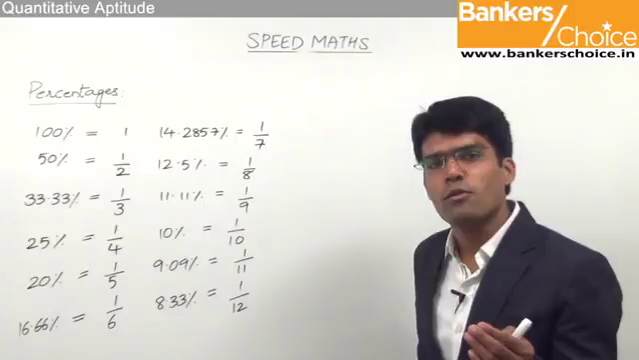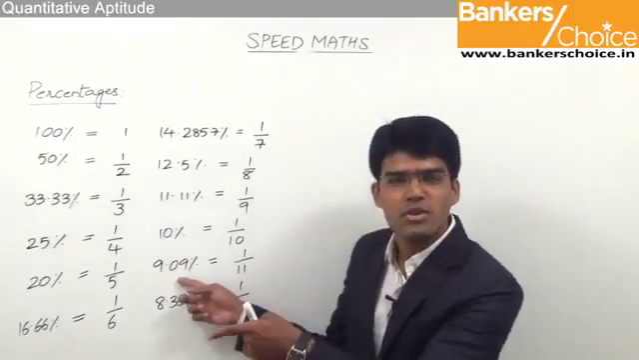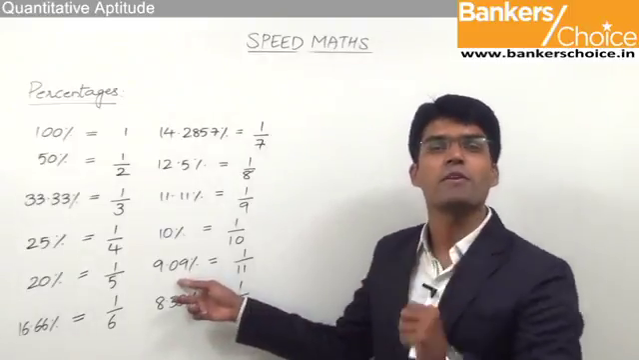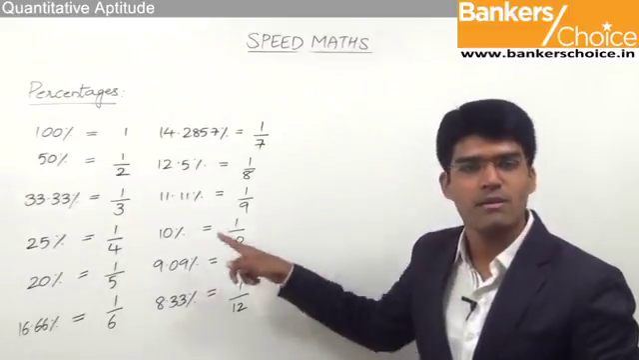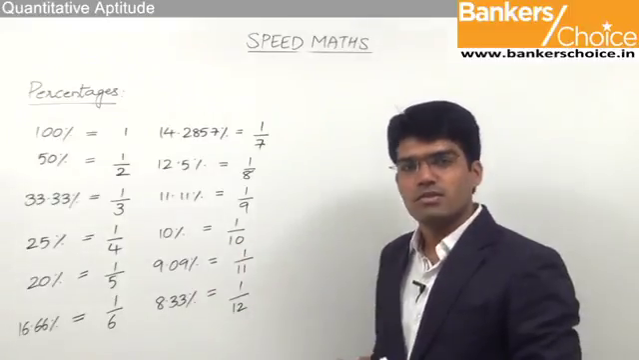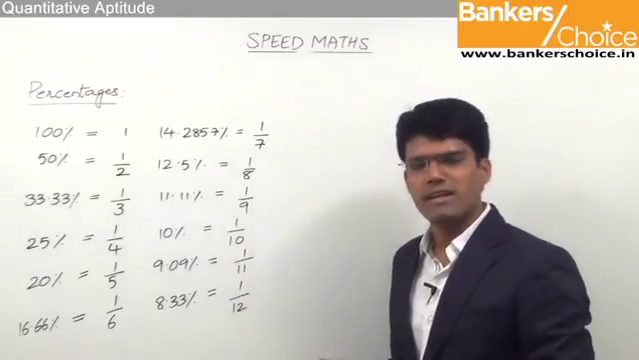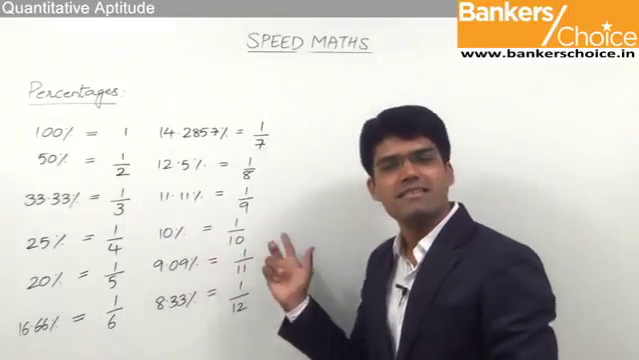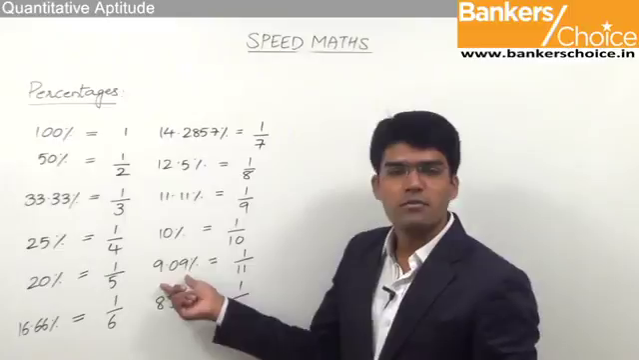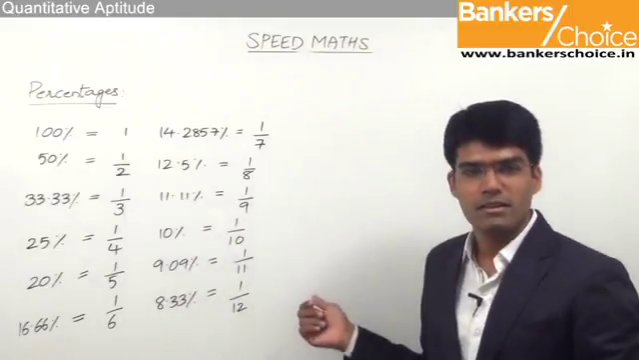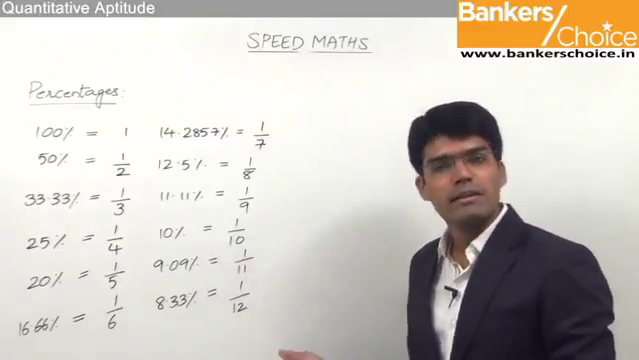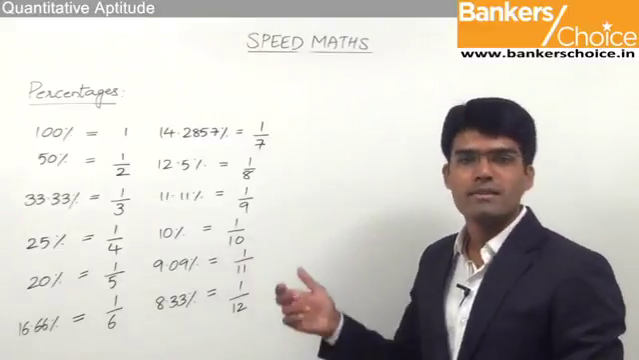45.45% will be one of the multiples of this particular fraction and percentage. 9.09 into 5 will be 45.45, and that will be equal to 5 by 11 on this side. Why? Because we are multiplying both the sides by 5. So 45.45 is 5 by 11. Likewise, we can say 63.63 is 7 by 11, or 54.54 is 6 by 11. 81.81 is 9 by 11. The only thing is you should write down all the multiples and make sure you remember them by heart.